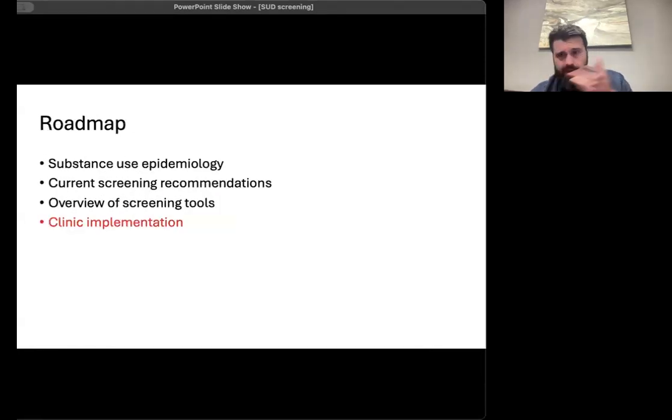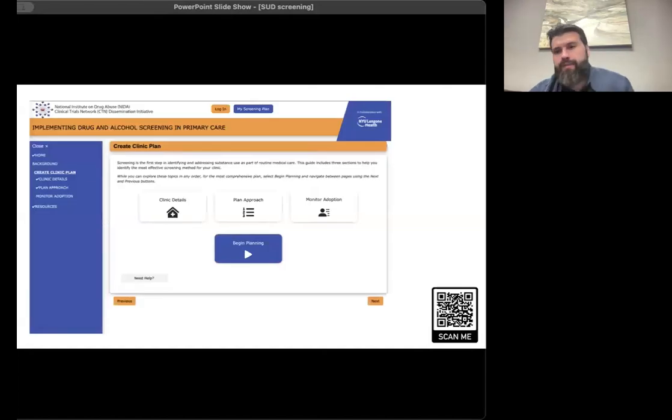All right, so we went over why it's important to do this, what the SBIRT model is, and what those screening tools are. So how would you realistically do this in your clinic? I gave you some best practices. I found this really great tool. Again, here's a link for that QR code, but this is put on by NIDA, the National Institute on Drug Abuse, and the Clinical Trials Network, which is a dissemination initiative by NIDA.